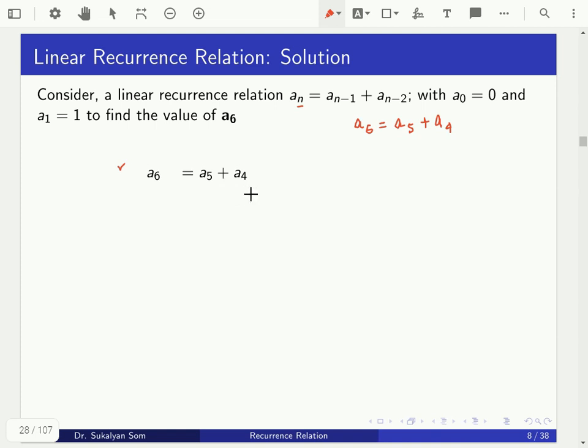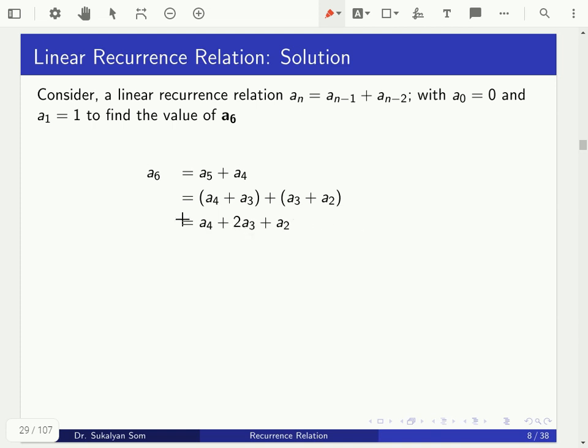Now we do not really know what the explicit value of a5 is and what the explicit value of a4 is. So in order to find the value of a6, we again have to find a5 and a4 by using the given recurrence relation itself. So if we put a5 is equal to a4 plus a3 and a4 is equal to a3 plus a2 from the given recurrence relation itself, then it could be simplified as a4 plus twice a3 plus a2.